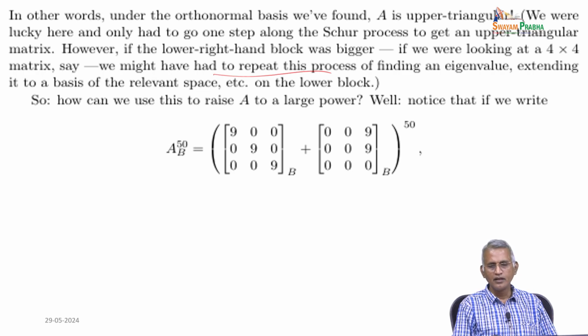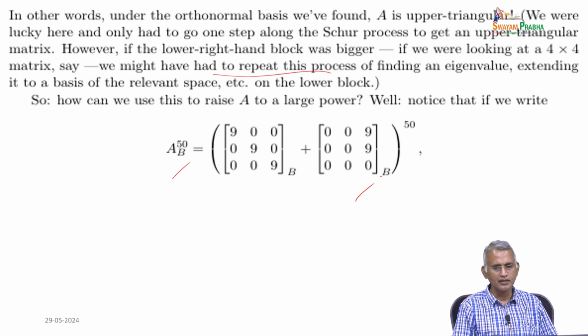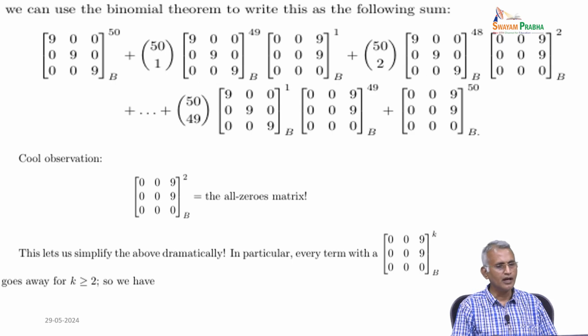Well, notice that if we write A B whole power 50, it equals the diagonal matrix times this matrix, with 9, 9, 9 on the diagonal and 0 above and below the diagonal, and taking the power 50 is very simple now. So, we can easily calculate A power 50. Any matrix power can be generated with the help of the Schur decomposition, and then 9, 0, 0, 0, 9, 0, 9 whole power 50 plus 50 C1 times the rule in the binomial expansion, and then do that.